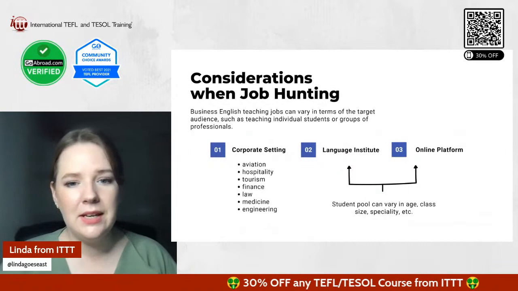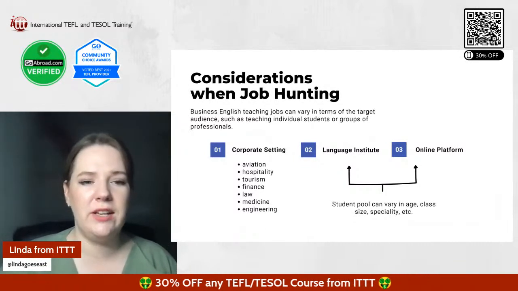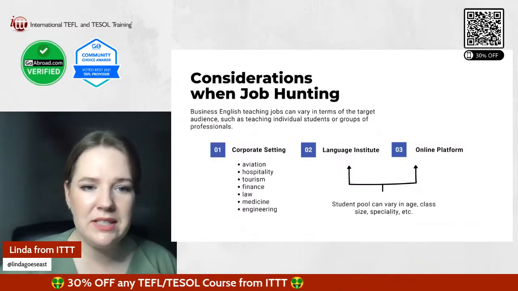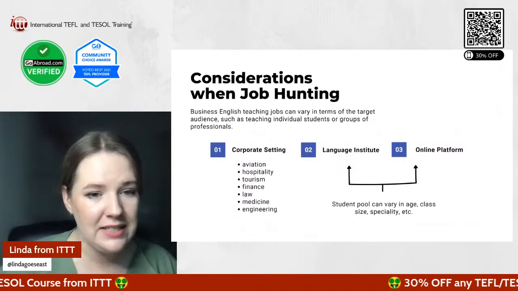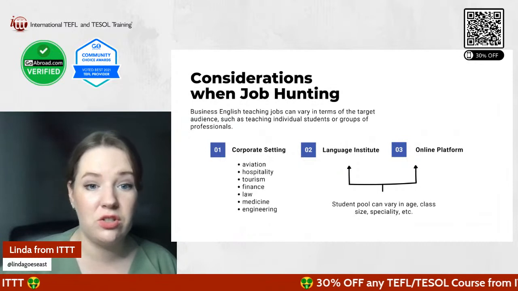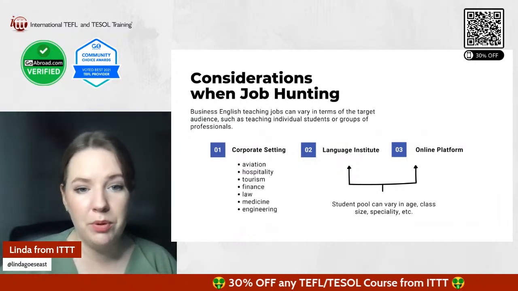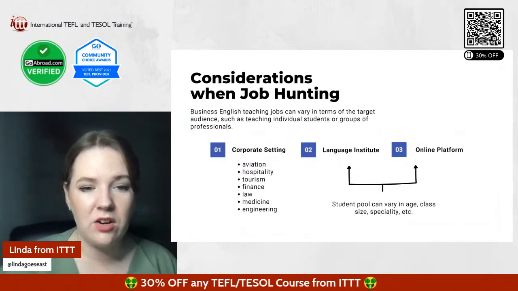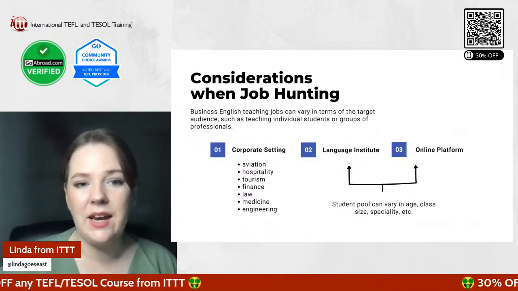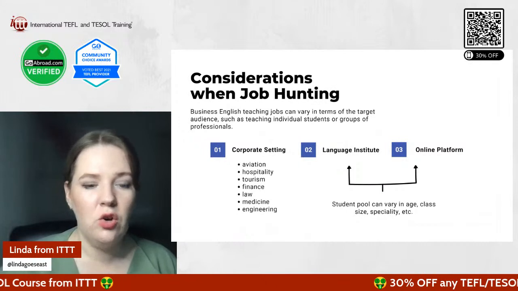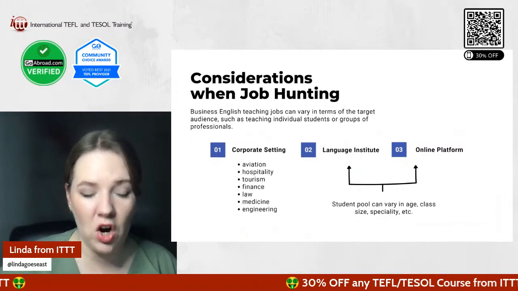So, this is something I touched on in the beginning. Business English teaching jobs can vary in terms of the target audience, such as teaching individual students or a group of professionals, but they can also vary in terms of the teaching setting. So you could be teaching in a corporate setting.